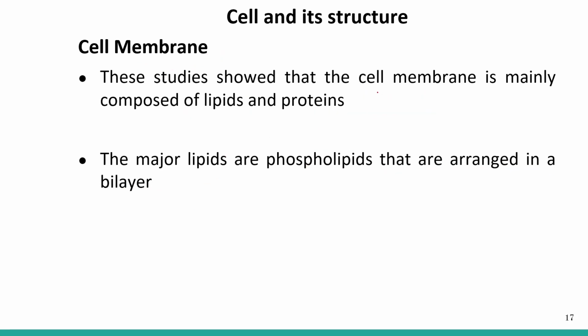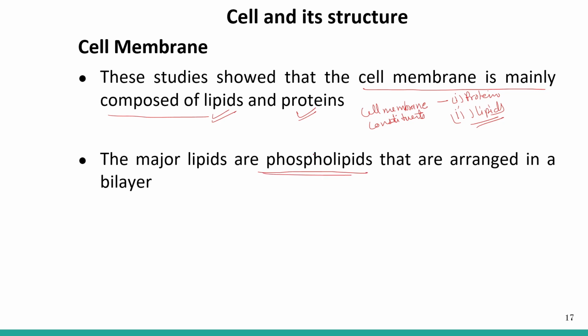These studies show that the cell membrane is mainly composed of lipids and proteins. So what are the constituents of the cell membrane? Protein and lipids. The major lipids are phospholipids. What type of lipid is that? Lipids having a phosphate group attached to them. That is why they are called phospholipids. Example, lecithin, arranged in a bilayer. So how does this phospholipid look? It looks like this.